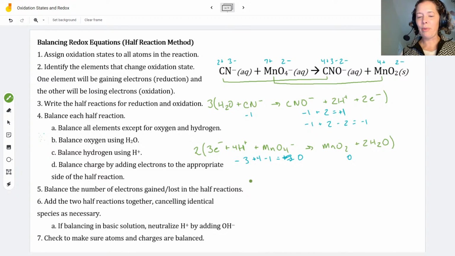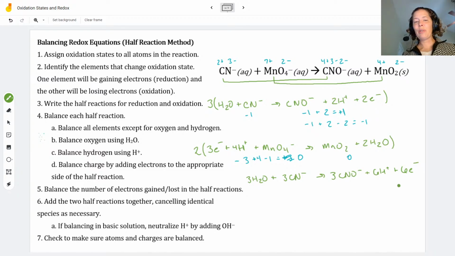All right, so I'm going to rewrite my top reaction here. This is going to be 3 waters and 3 cyanides goes to 3 CNO minus plus 6H plus 6e minus. So this is where it's really easy to make a simple mistake, and then you're unbalanced. So I'm trying to be really careful and make sure I multiply through properly.